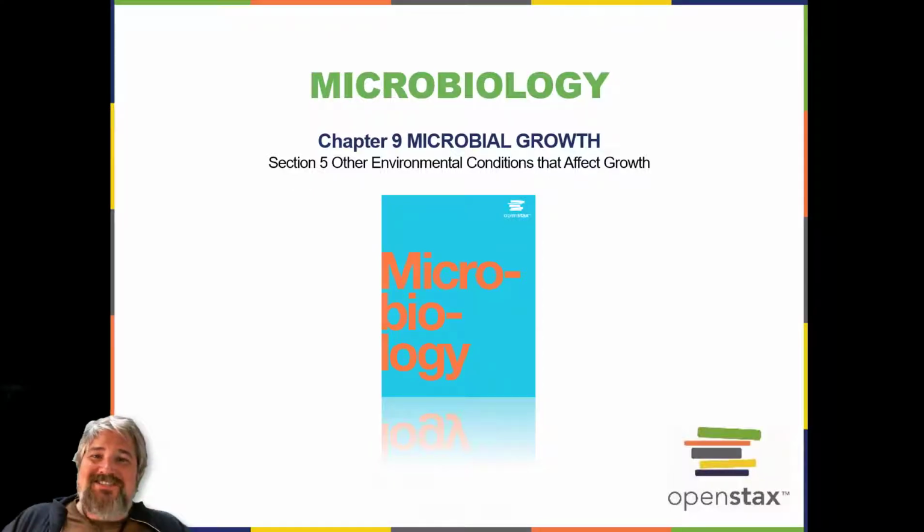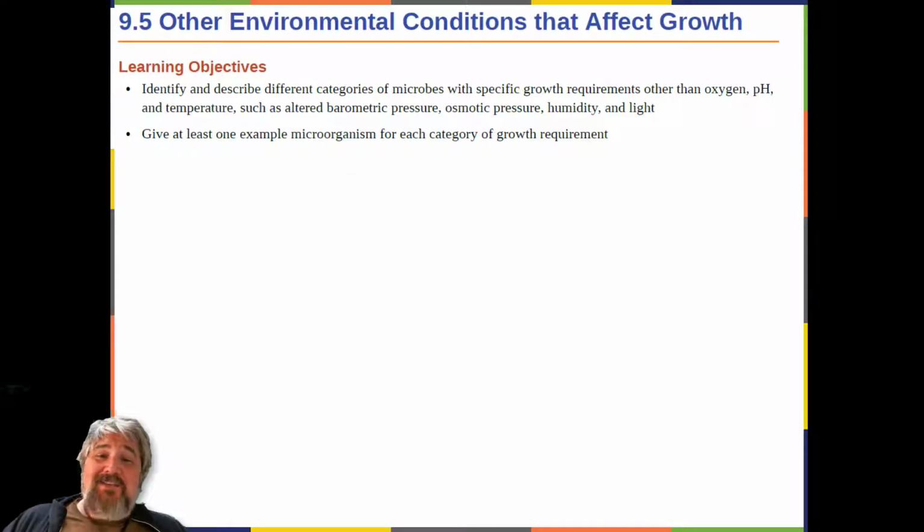And here we have Chapter 9, Section 5, Other Environmental Conditions that Affect Growth. Learning objectives. Identify and describe different categories of microbes with specific growth requirements other than oxygen, pH, and temperature, such as altered barometric pressure, osmotic pressure, humidity, and light. Give at least one example microorganism for each category of growth requirement.